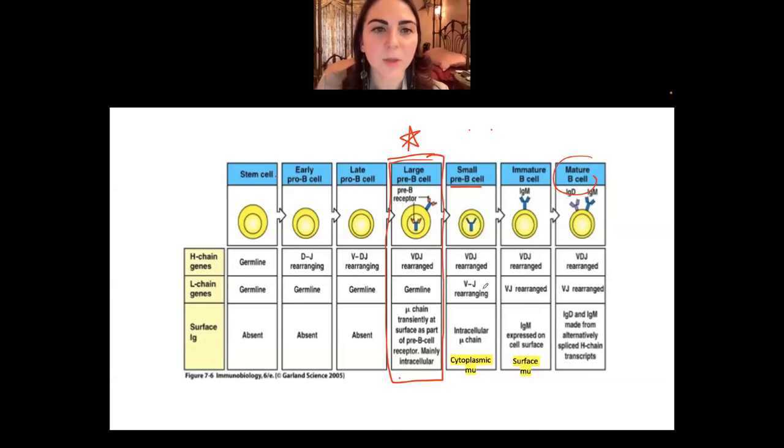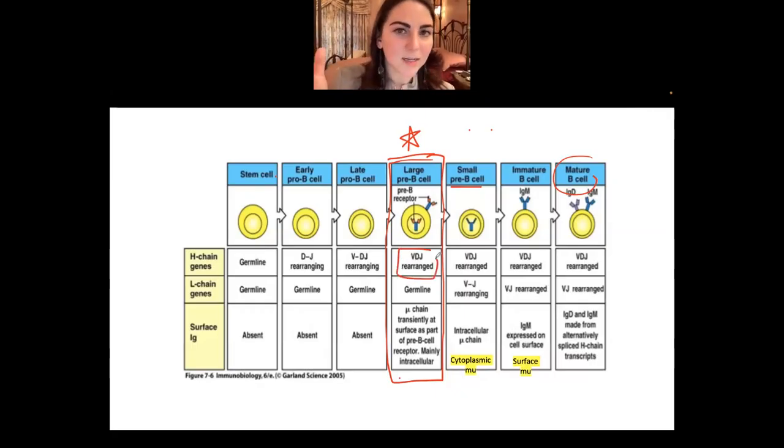Does that make sense? So the early pro-B, DJ gets rearranged. Late pro-B, did I say pre? Early pro-B, DJ gets rearranged. Late pro-B, VDJ gets rearranged. And then heavy chain rearrangement's done. So it's done. It tacks on this surrogate light chain.